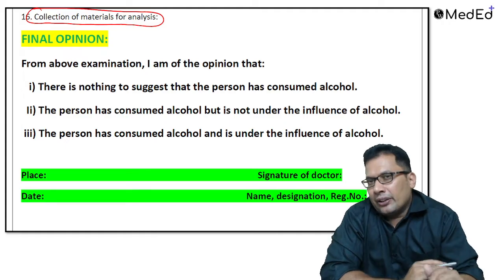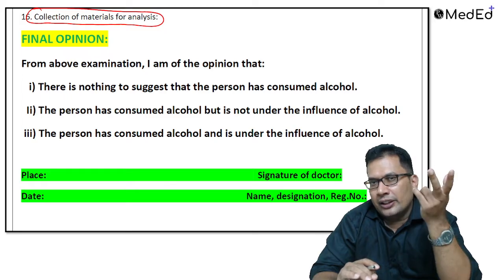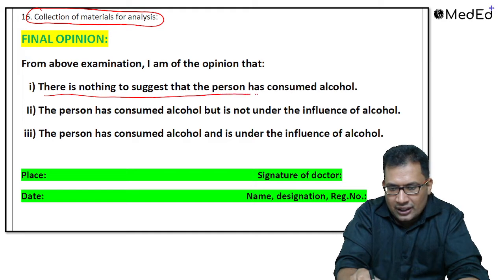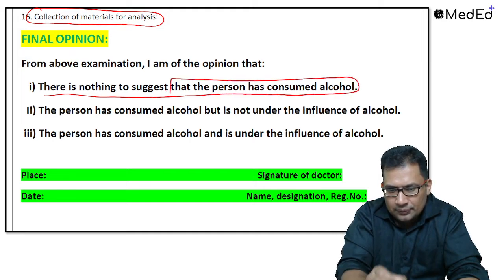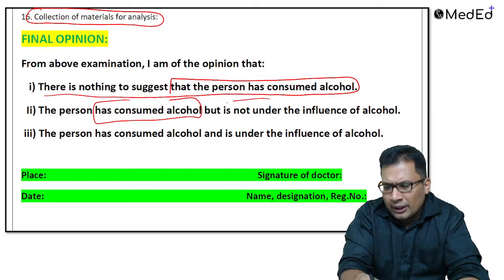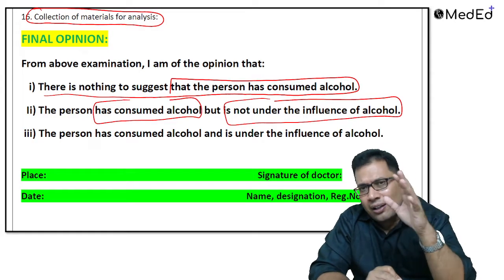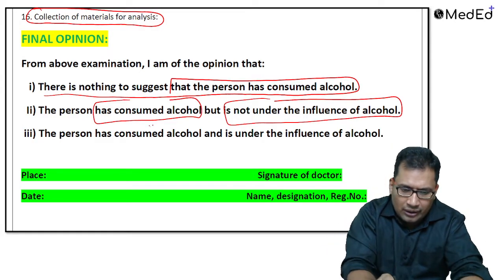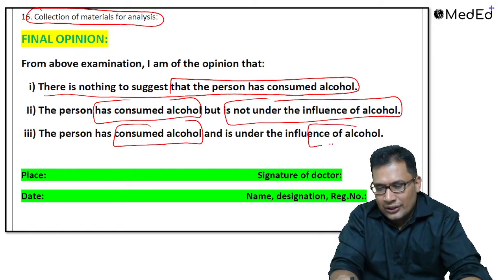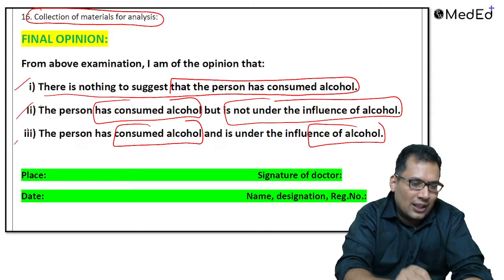Then how to give opinion? Opinion can be any of three. For example, there is nothing to suggest that the person has consumed alcohol; or the person has consumed alcohol but is not under influence; or the person has consumed alcohol and is under the influence of alcohol. You need to write opinion 1, 2, or 3.